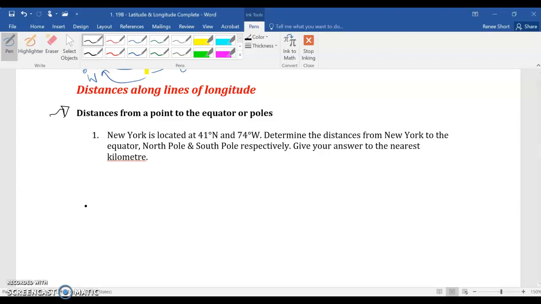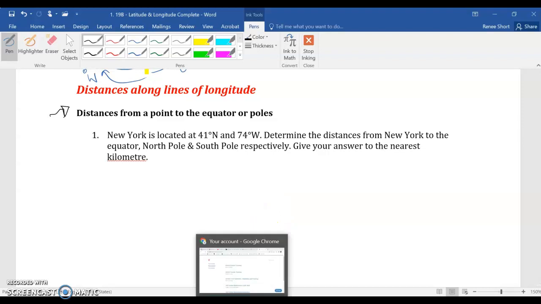So the first point is for us to find the distance from a point to the equator or to the poles, and this is us working along the line of longitude that the place is on. So this first one says New York is located at 41 degrees north and 74 degrees west.